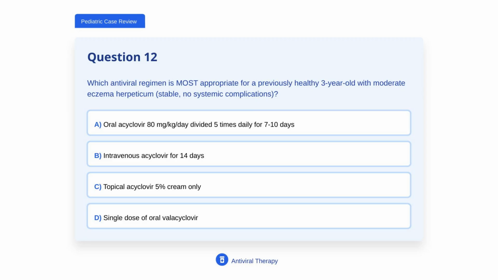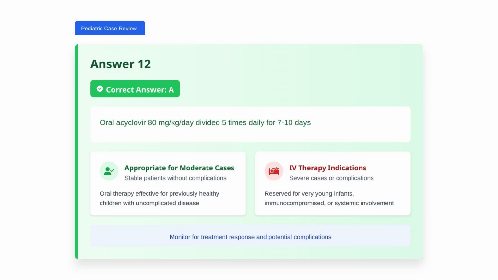Which antiviral regimen is most appropriate for a previously healthy 3-year-old with moderate eczema herpeticum who is stable with no systemic complications? Is it oral acyclovir 80 mg per kilogram per day divided 5 times daily for 7 to 10 days? Intravenous acyclovir for 14 days? Topical acyclovir 5% cream only? Or single dose of oral valacyclovir? The correct answer is A.